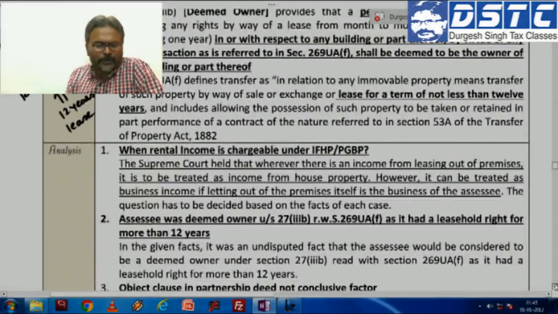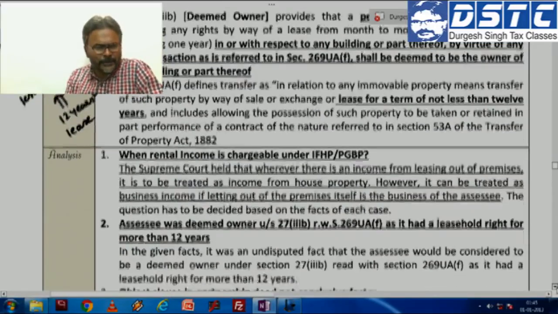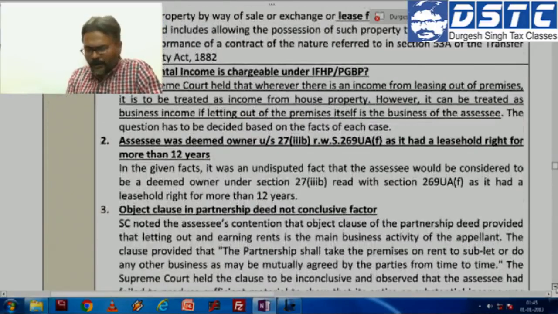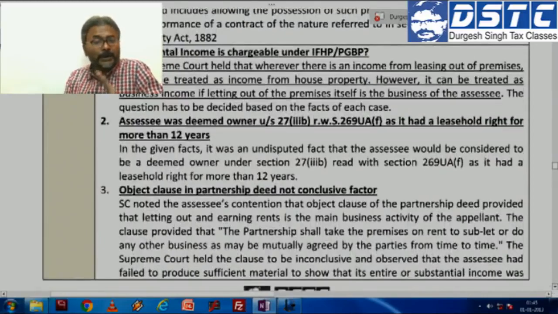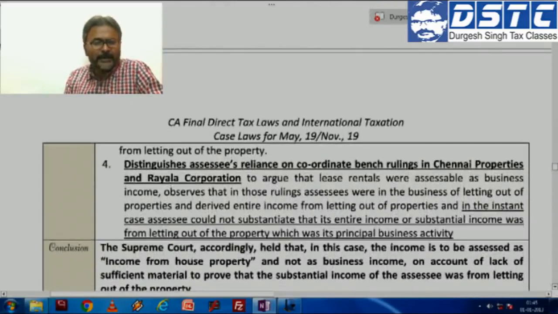The analysis, if you look upon this: when rental income is chargeable under the head IFHP or PGBP. So accordingly, the same thing which we have looked upon, a 12 years criteria made him a deemed owner primarily. Object clause of the partnership deed not conclusive factor, and finally, as I am going to the header, distinguishes the reliance or the coordinate.